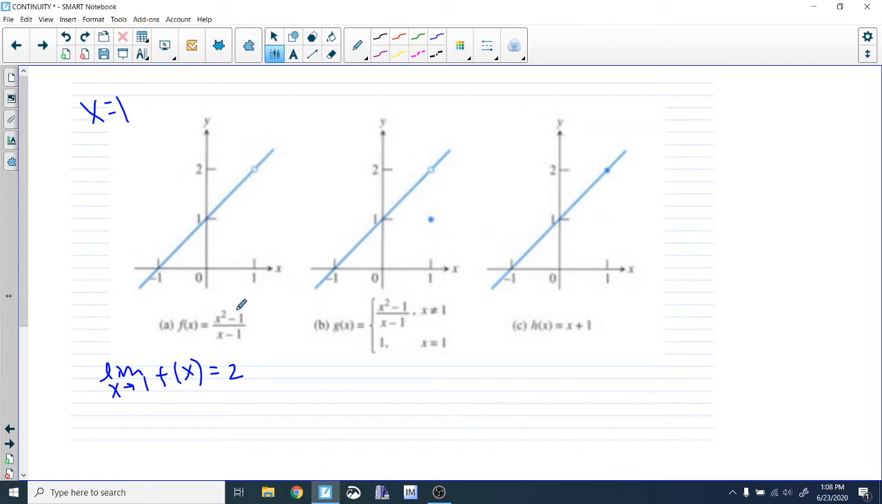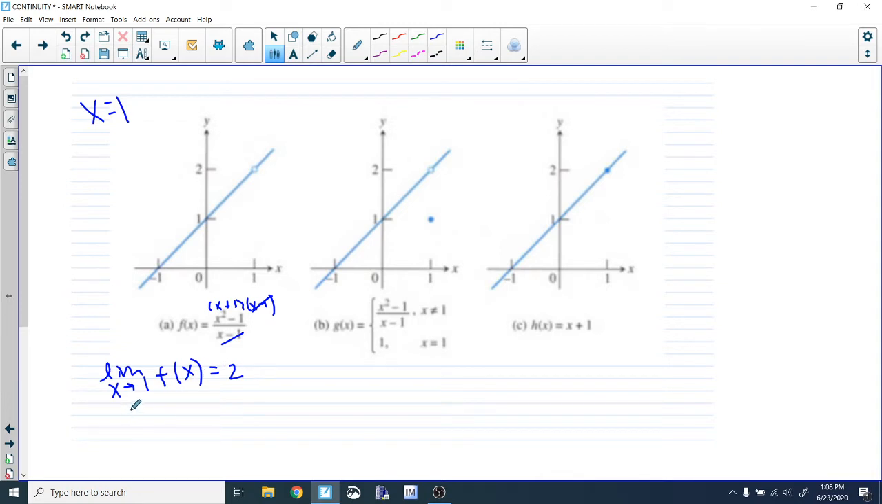You could also see that pretty easily with a little bit of algebraic manipulation. If you factored the difference of squares in the numerator, you would get (x plus 1)(x minus 1). You could cancel the x minus 1 factors and then substitute 1 in. 1 plus 1 gives you 2. So the first part of the definition holds.